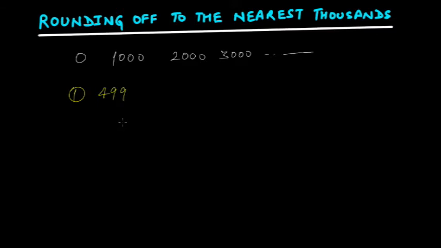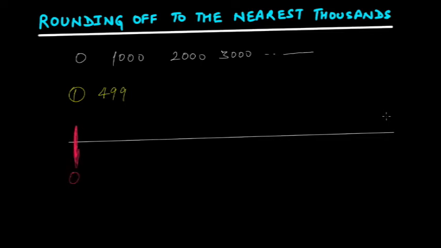The first step would be to draw your number scale. Suppose the number scale is here. Now tell me which are the two closest multiples of thousands to the number 499. Of course, the first one is 0 and the next one is 1000, right? These are the two closest multiples of thousands to the number 499.